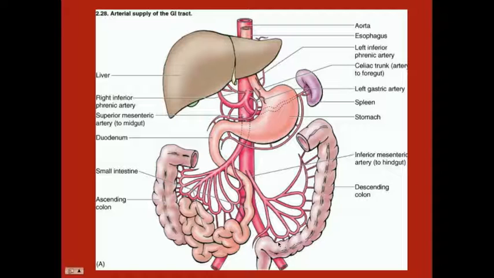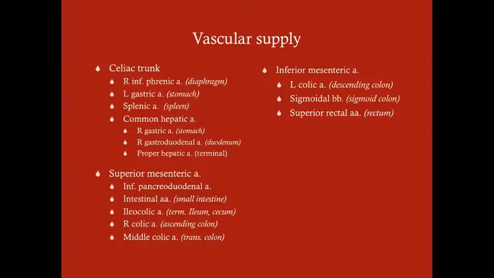And then it also gives off sigmoidal branches, which you can't really see here too much, but that supplies the sigmoid colon, as its name would imply, and then it terminates as the superior rectal artery, which supplies the superior part of your rectum. So if you don't remember anything else, just remember that the inferior mesenteric artery supplies your descending colon and the sigmoid and the superior part of your rectum. All right, so this just shows you verbally what I just talked about.